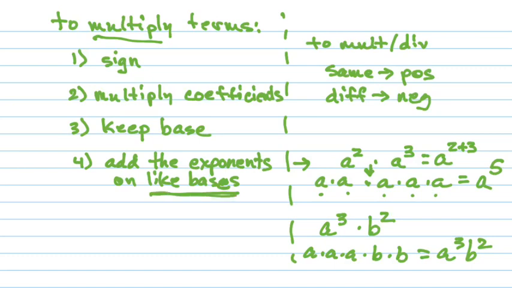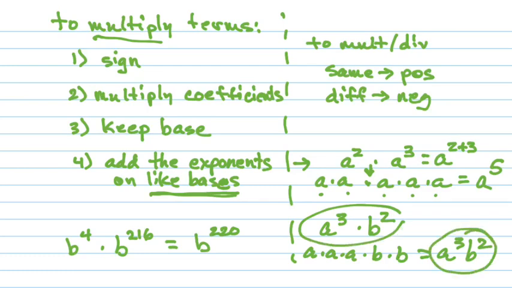So if it was b to the 4th times b to the 216, what am I going to get? B to the what? B to the 220th, right? Doesn't matter how big the numbers are, just add them together. Would you like to write out 216 b's and then count them up? No. So that's why we use the shortcut, guys. Okay? All right. So on like bases, you just keep the base and add the exponents. Yes? What if they're different bases? Then you can't do anything. That's like this one. You just stick them side by side.